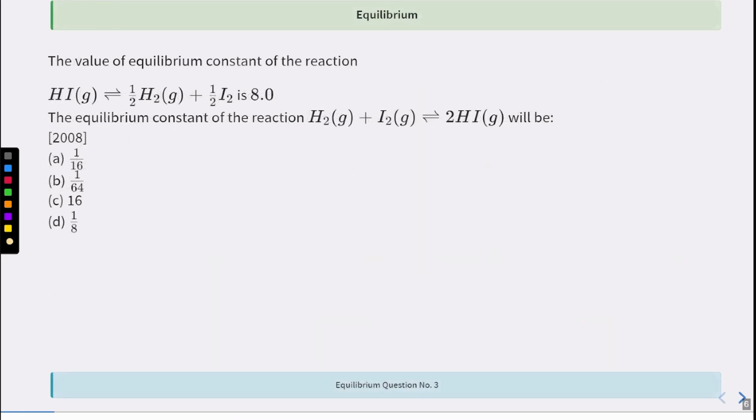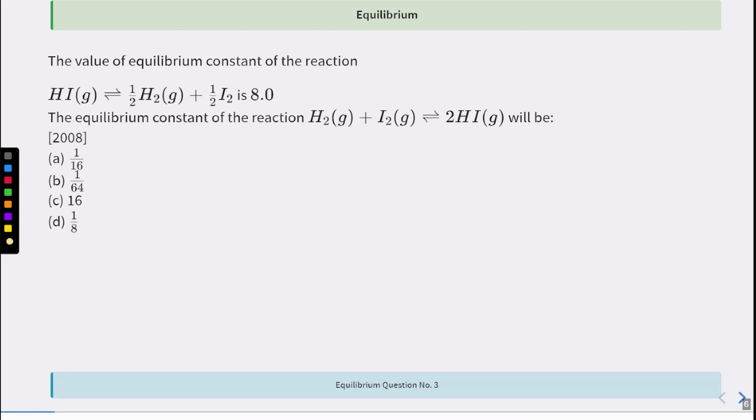All right. Now find the equilibrium constant of the reaction. The value of the equilibrium constant of this particular reaction is 8. So the equilibrium constant of this reaction, H2 plus I2 gives 2HI.